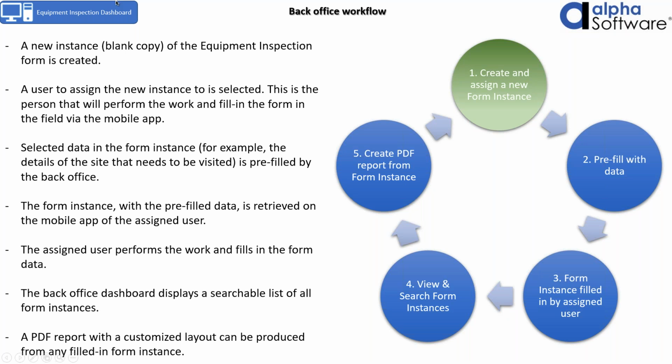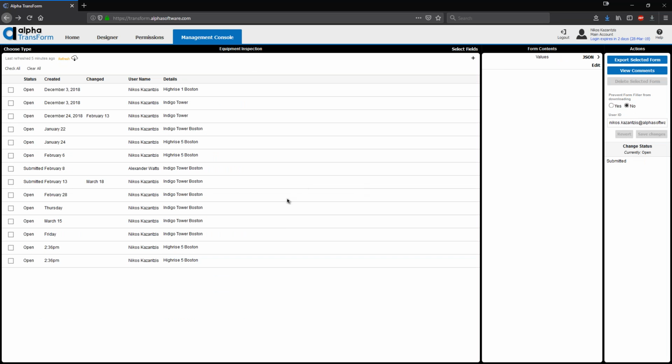So if I may just go back to the management console for a second that we already have in Transform Central, and show you that part of this process, some of the steps that we showed there can already be done here, but they can be improved in many ways. So in this case, for example, if we want to create a new form instance that we would like to assign to someone, we can do that.